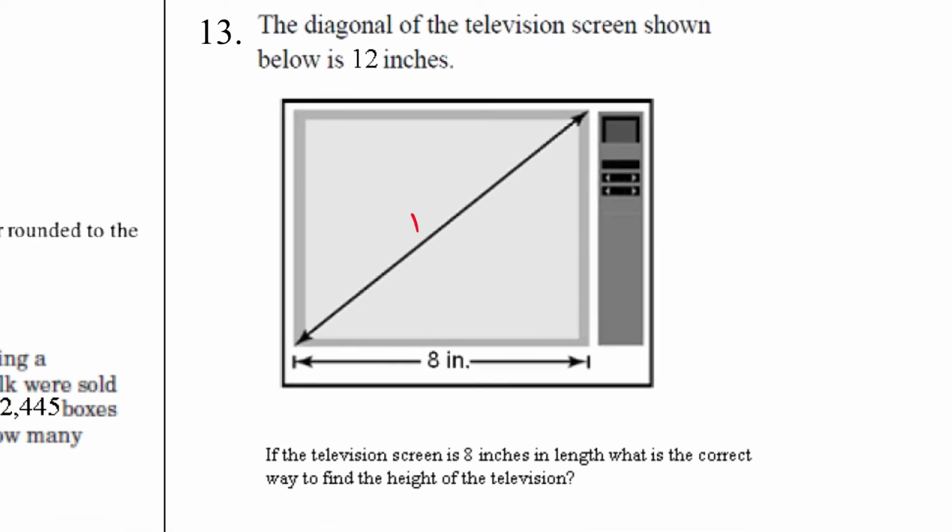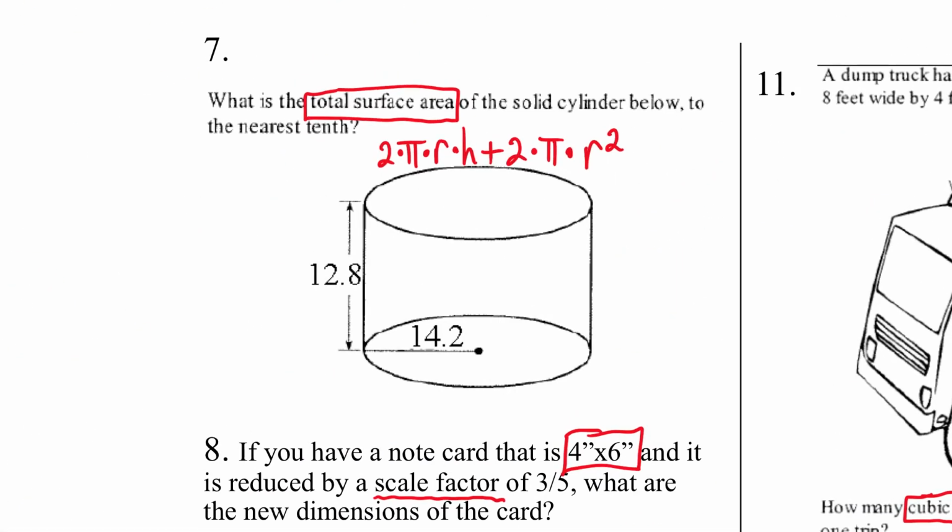Okay, on number 13, this TV is 12 inches. So a little tiny TV. And you're looking for the height. So you're going to have to use Pythagorean Theorem on that one. Remember, Pythagorean Theorem is a squared plus b squared equals c squared. So of those three, the 8, x, and 12, which one is going to be the c? Is the 12. The 12 is the c. It's the hypotenuse.